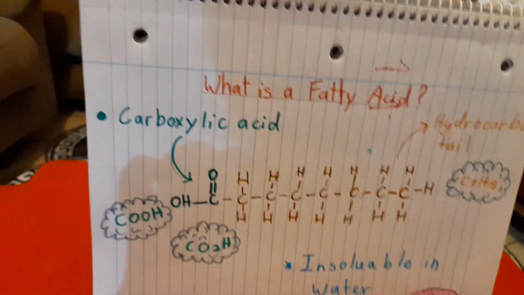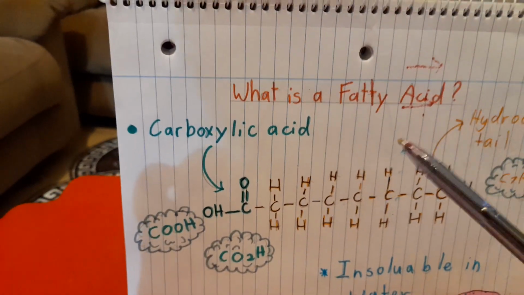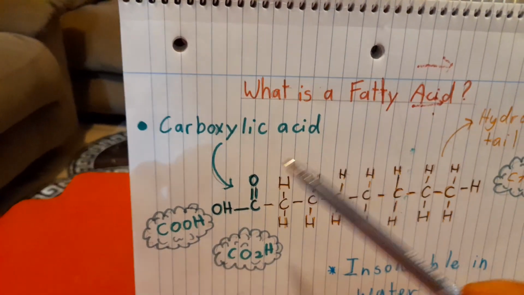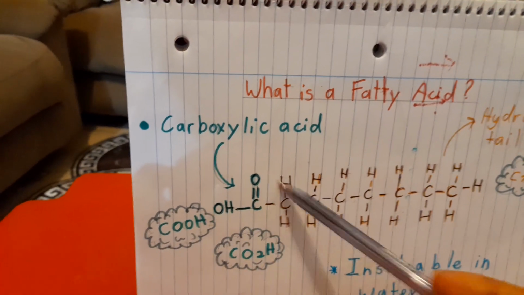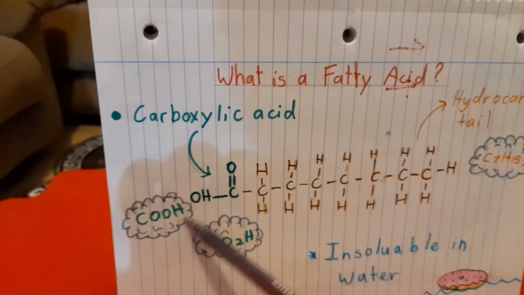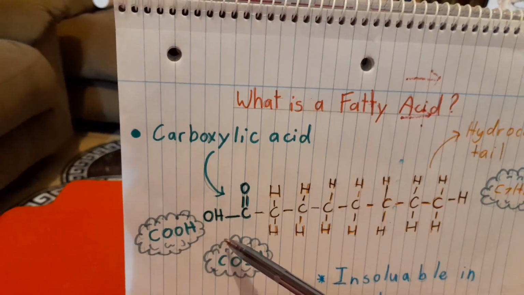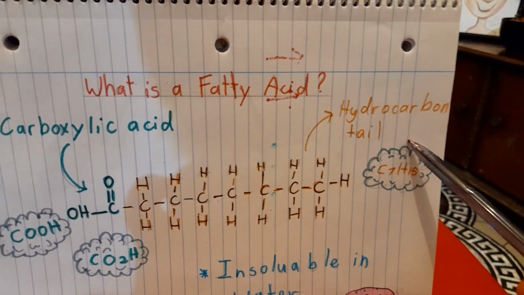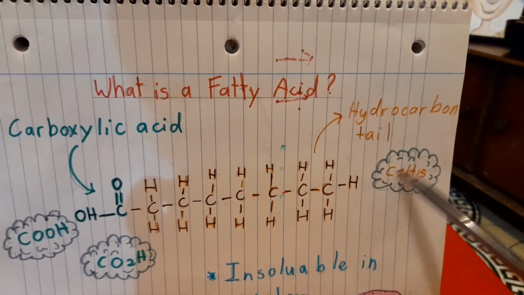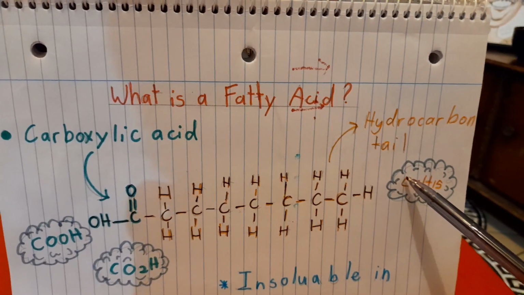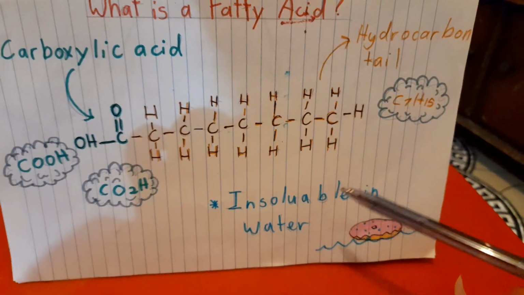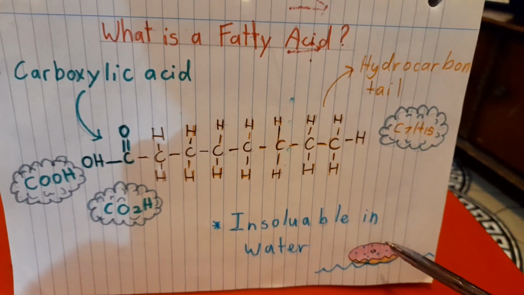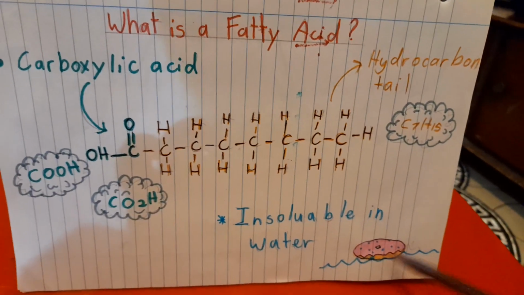And what's a fatty acid? So firstly, it's a carboxylic acid. You can see from the carboxyl functional group here. You could also draw it like this or this. It also has a hydrocarbon tail. You could draw that like this as well. And it's insoluble in water. So this is a donut here, which is obviously not fat, but it has fat in it, so it's floating on the water.